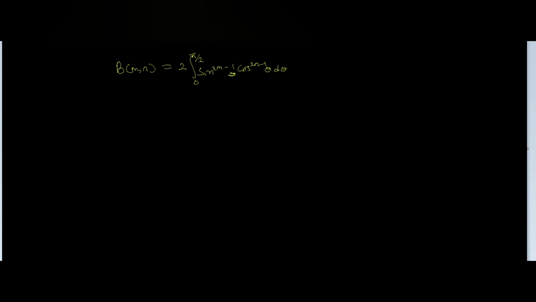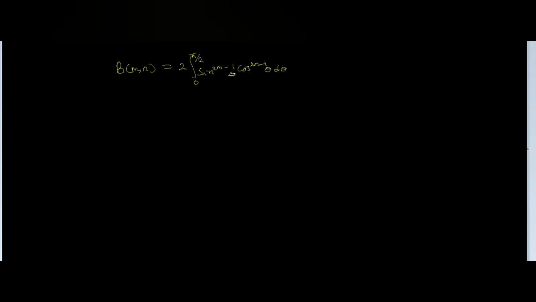Alright, today we'll be looking at a proof. You should prove that beta(m, n) is equal to 2 times the integral from 0 to pi over 2 of sine to the power of 2m minus 1 theta, multiplying cos to the power of 2n minus 1 theta, d theta. So we should prove that this is equal to this.